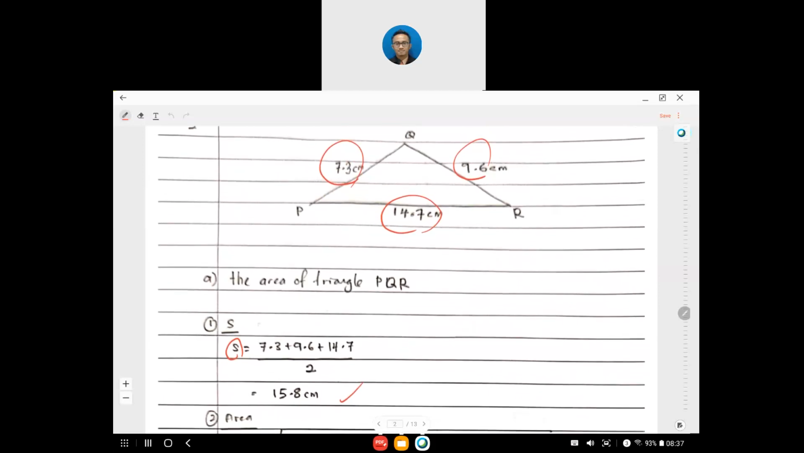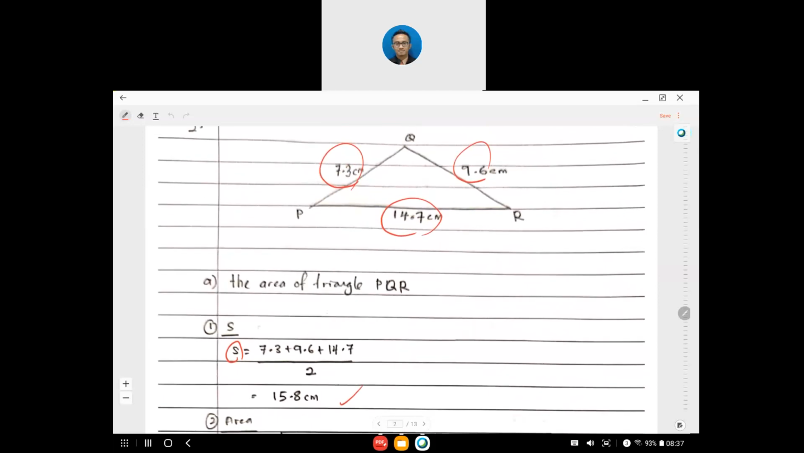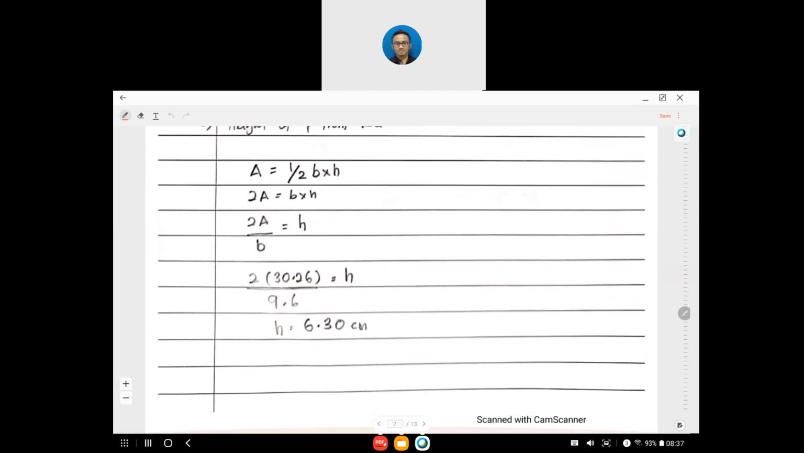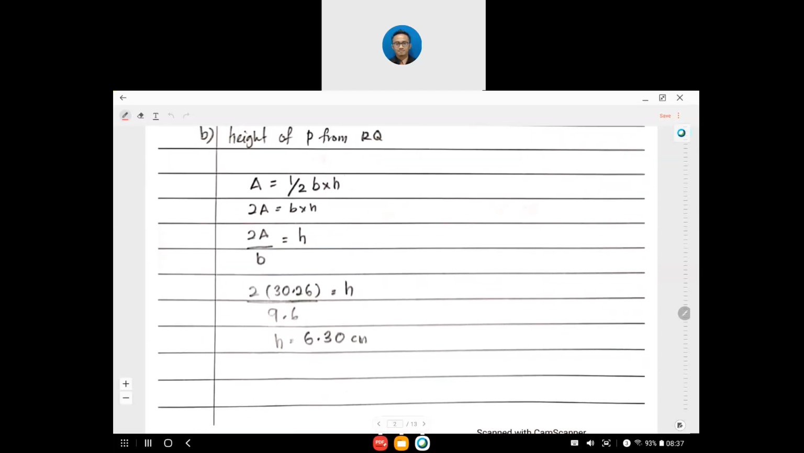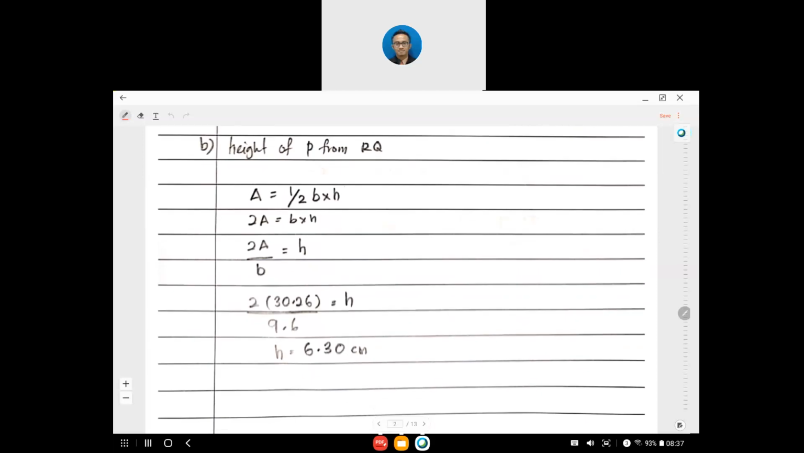this one, we want to look at its height. It means that supposedly RQ sits at the bottom, but it doesn't matter. Okay, so we can use the area formula when you have one height. Area equals 1 over 2 times base times height. And then you simplify: 2A equals B times H, and then H equals 2A over B.